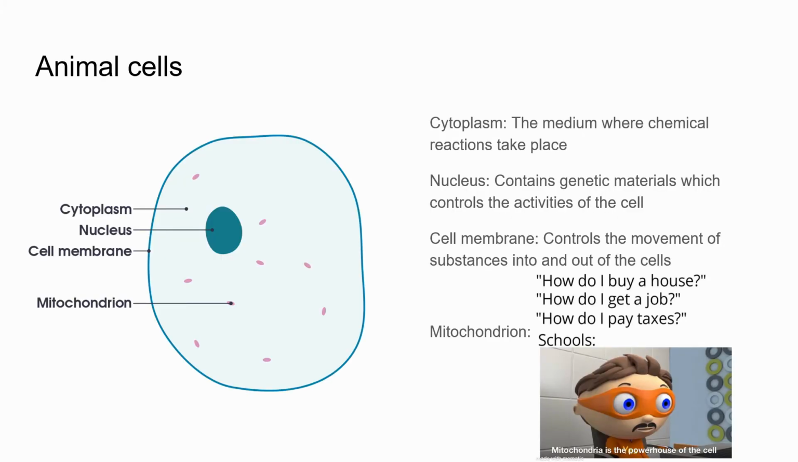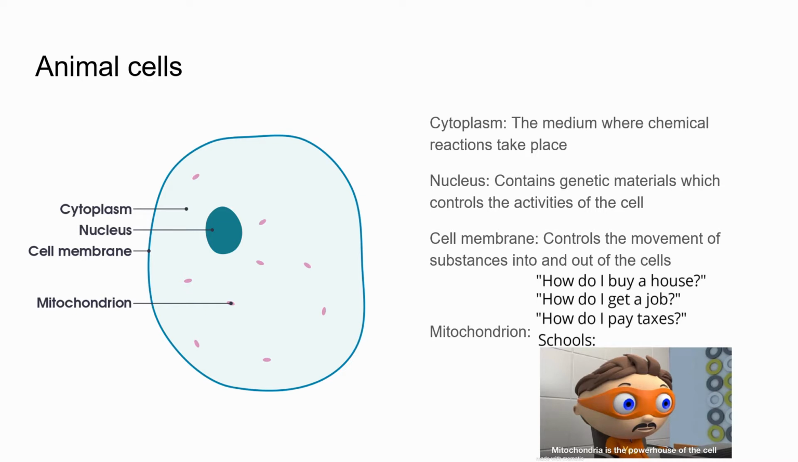So first we have animal cells. The basic diagram below shows the four main components of most animal cells. First we have the cytoplasm, the nucleus, cell membrane, and mitochondrion, which is singular for mitochondria. So what are the functions of these four components?